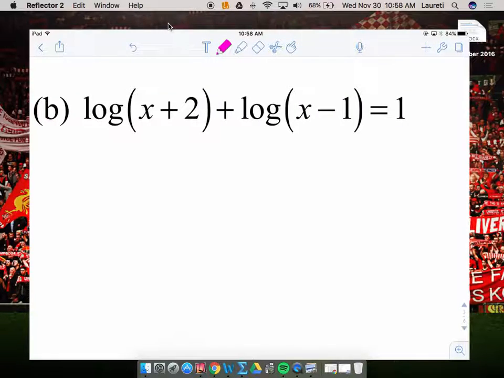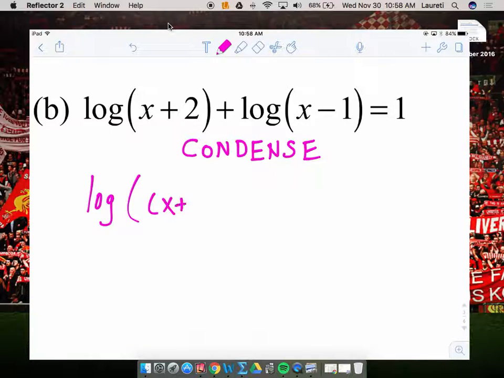Okay, so for the second one, I have 2 log expressions. I want to get down to 1. I need to try and condense this. So, yeah. Right. Since they're being added together with the same base, you can multiply them together. Good. Okay. So how next you would do what? Yeah.